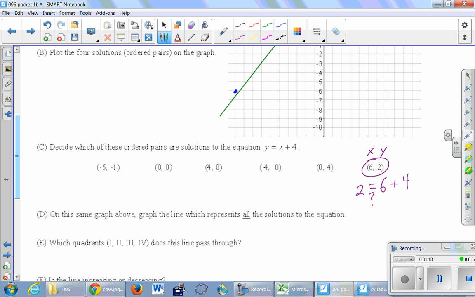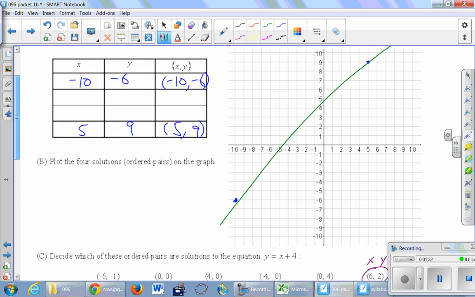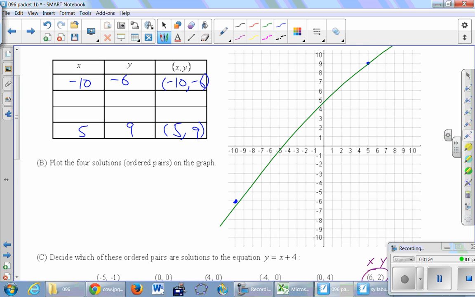I'll put a question mark below the equals. But everybody sees the substituting that we did? Is that equation true or false? It's false. So is (6, 2) a solution or not? Not. Graphically, how could we know whether or not (6, 2) is a solution? We plot it. Okay, I can plot that. (6, 2). Now what? It doesn't fall on the line. So it's not a solution.